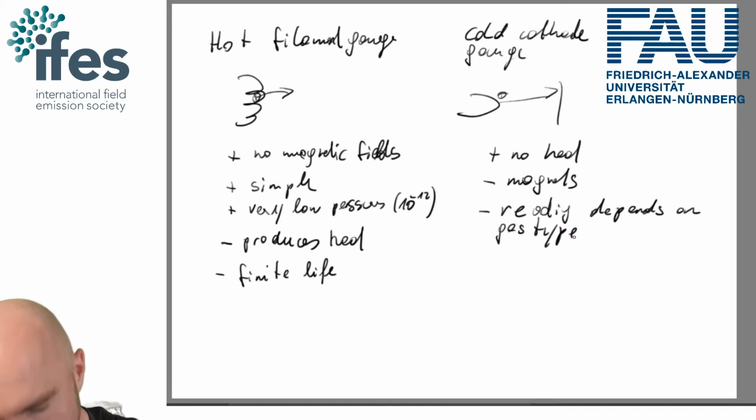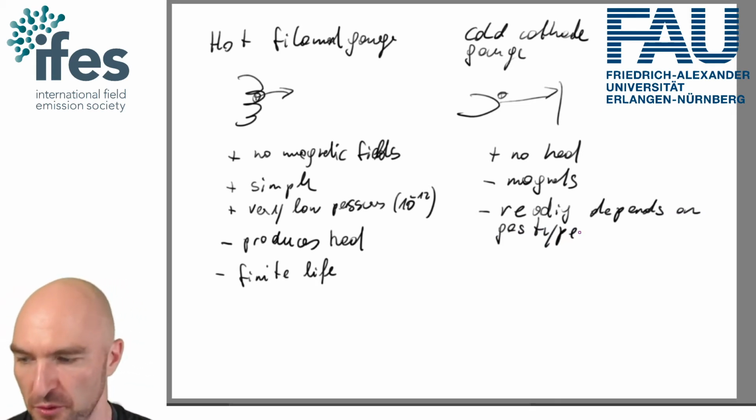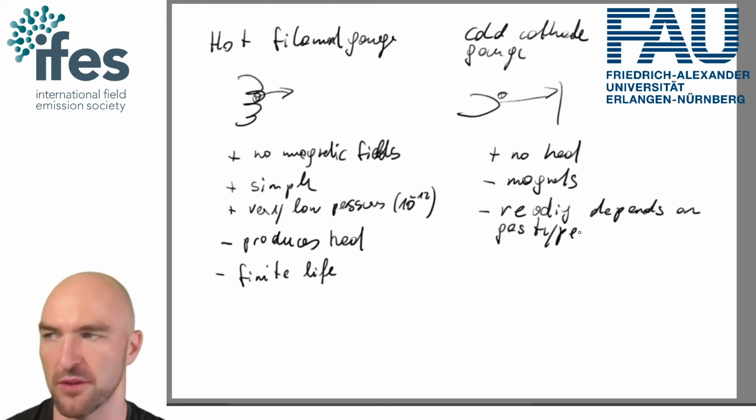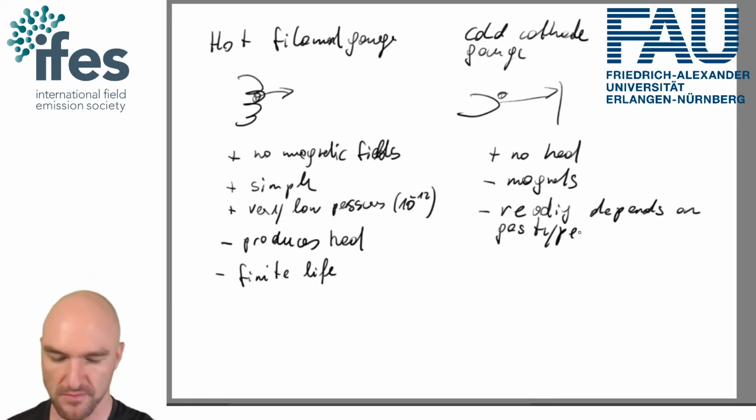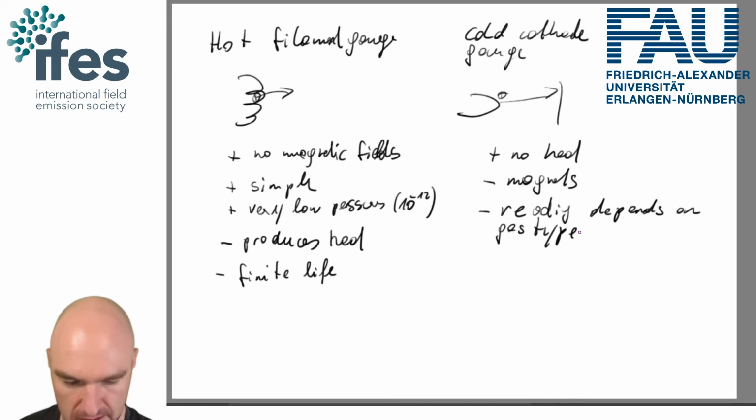Depends on gas type. And in atom probe tomography, we find both. Some people use hot filament gauges, some people use cold cathode gauges. In my systems, I use cold cathode gauges. The Leap uses cold cathode gauges.